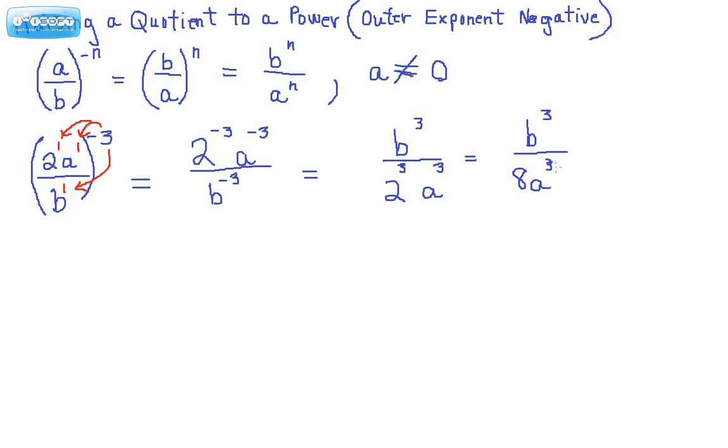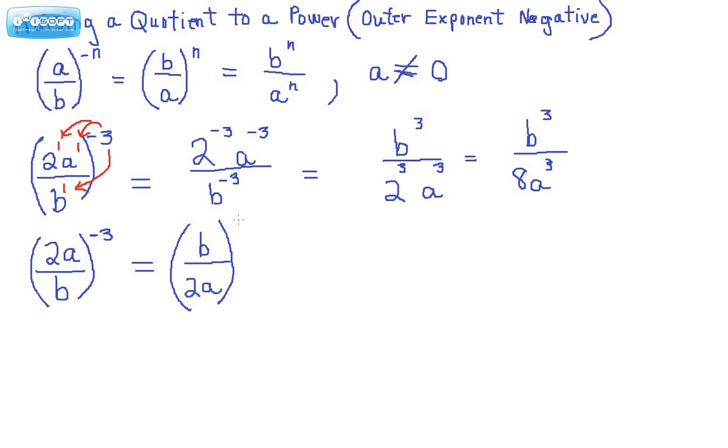So this is one way of doing it. But using the formula that I have at the top, I'm going to do this very same problem and show you that it comes out the same either way you do it. So we take 2a over b, and it's still raised to the negative 3 power. But this time, instead of multiplying it like usual, I'm going to just write the reciprocal of what's inside the parentheses. And don't change the exponents of what's inside parentheses. And then our outside exponent becomes positive 3.